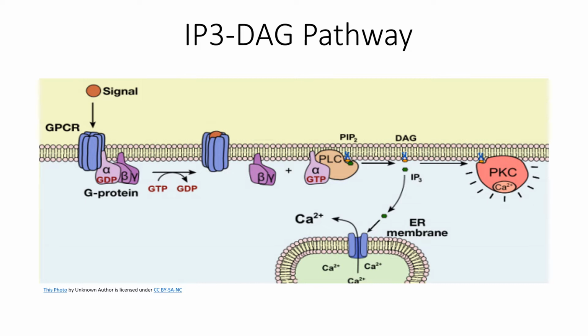After binding with the protein kinase C, what happens? This protein kinase C becomes activated, and after activation, it activates the target protein, and after that phosphorylation happens and then the cell response happens.